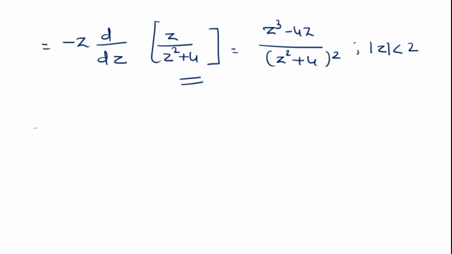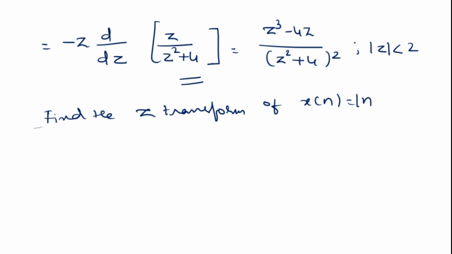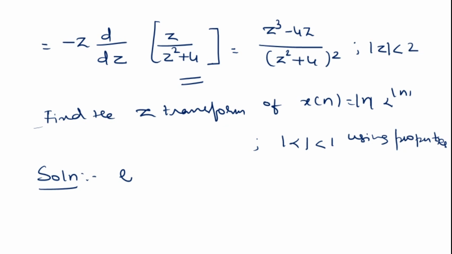Next problem, find the z transform of x of n is equal to mod n into alpha to the power mod n, with mod alpha is less than 1, using properties of z transform. It is given x of n is equal to mod n into alpha to the power mod n.